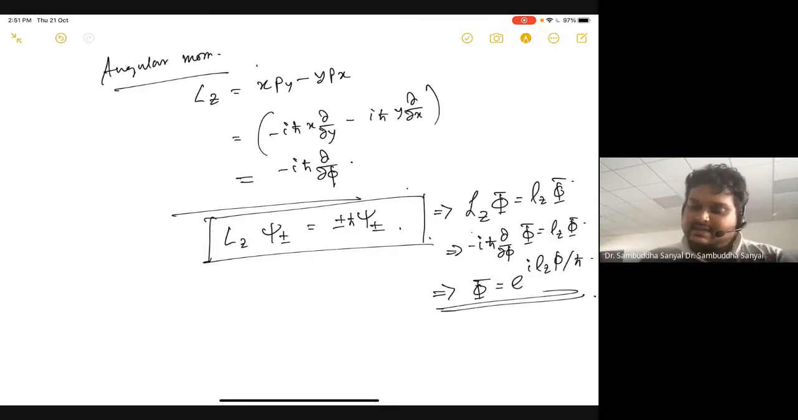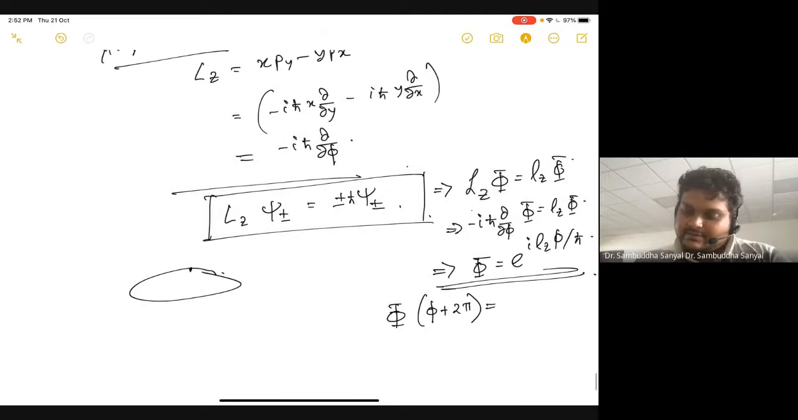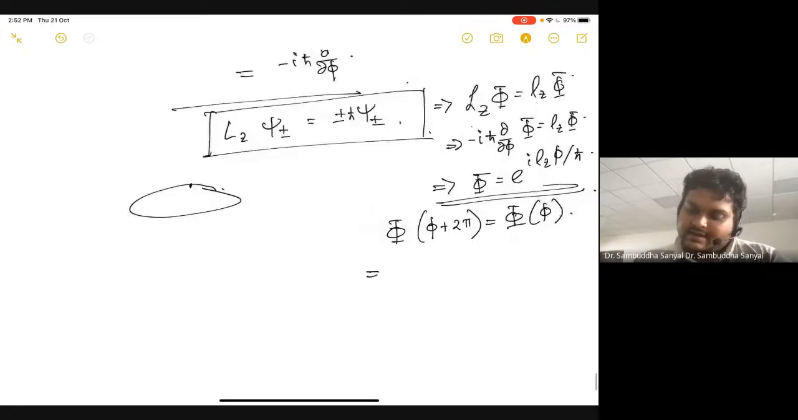Now notice, since I have described this problem as a particle on a ring or a particle on a circle, it must satisfy continuity. Continuity means the function at the same point cannot be double valued. After 2 pi rotation, it's the same point again. So phi plus 2 pi must be phi. And that tells me that Lz must be m h bar, some integer.